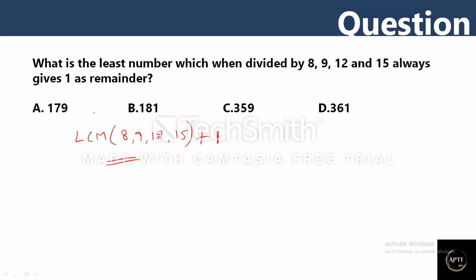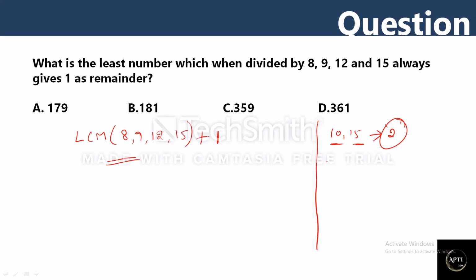Okay, LCM of 8, 9, 12 and 15. Now I will just explain one simple example. Let's consider 10 comma 15. The least number which, when divided by 10 and 15, gives remainder 2. The same question I have just modified with simple values to make you understand.